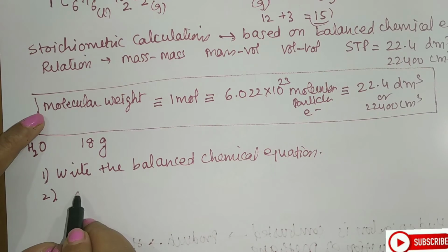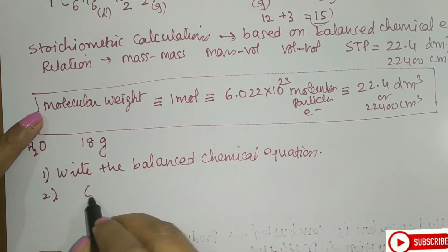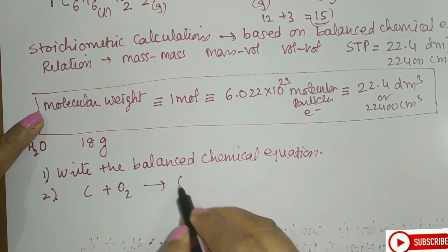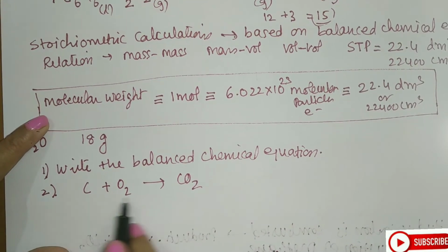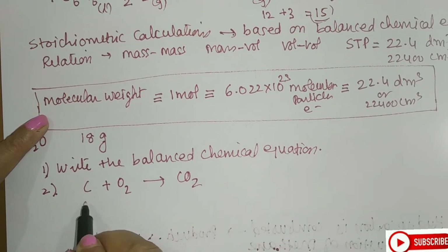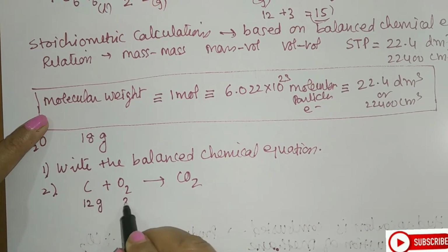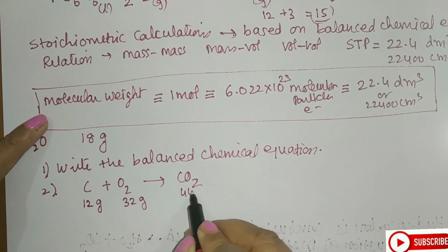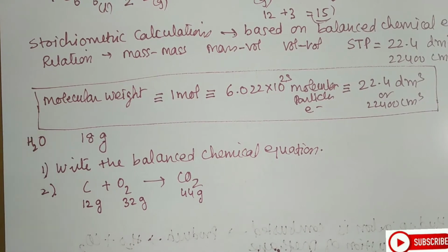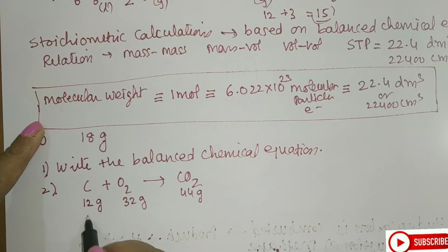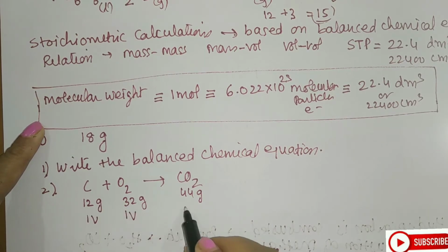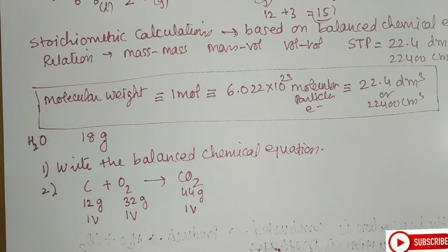If I am writing C plus O2 giving CO2, then first I balance the equation. Second, I must write the mass below this. So this is 12 gram, this is 32 gram, and this is 44 gram. So I must mention the masses or the volume. If I see here, this is one volume, and one volume after balancing the equation. So this should be your second step.